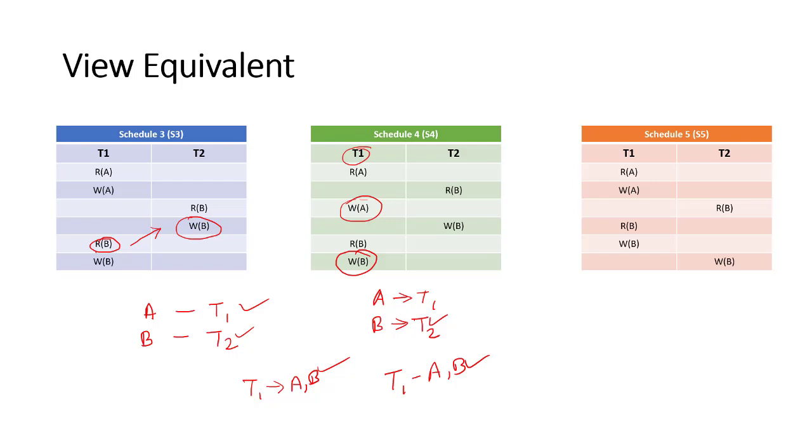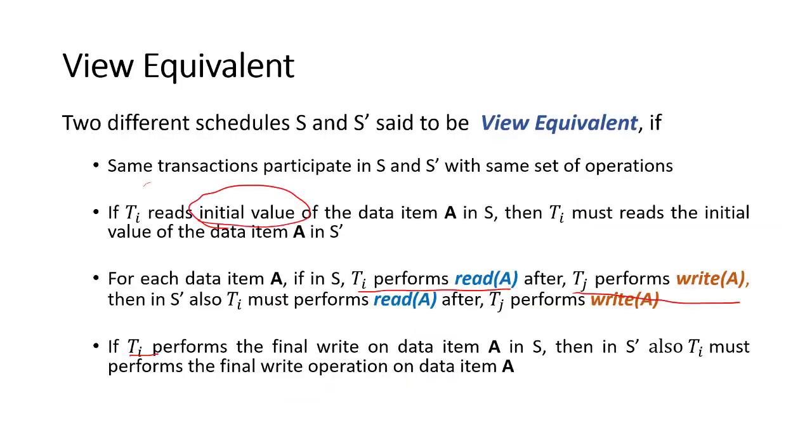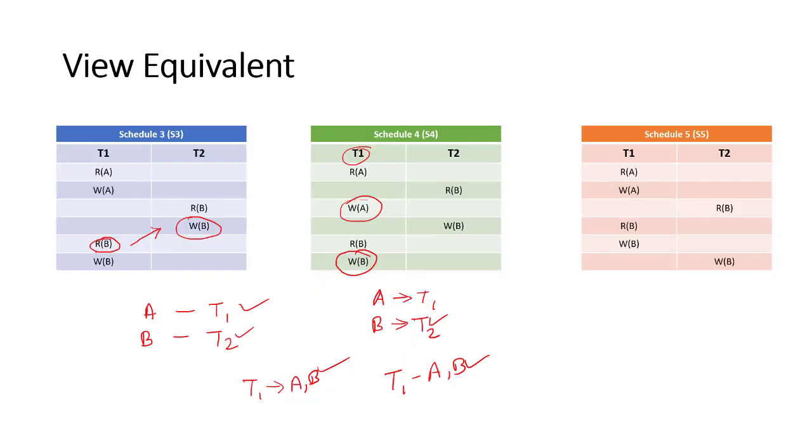Now the last condition we have to check is the ordering of reading and writing. So let us check whether it matches or not. Here T1 is reading a data which is written by T2. Here also T1 is reading a data which is written by T2, right? So that is also matched. So we can say that schedule 3 and schedule 4 are view equivalent.